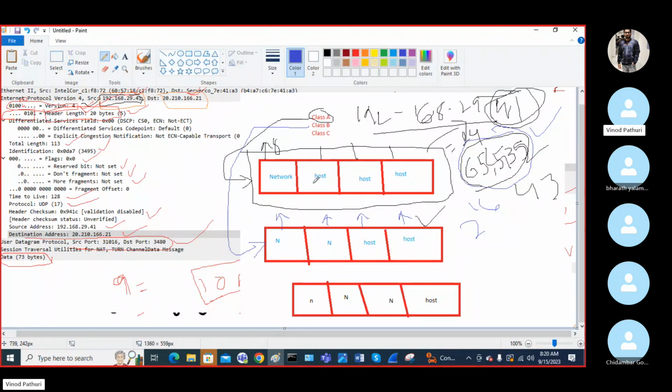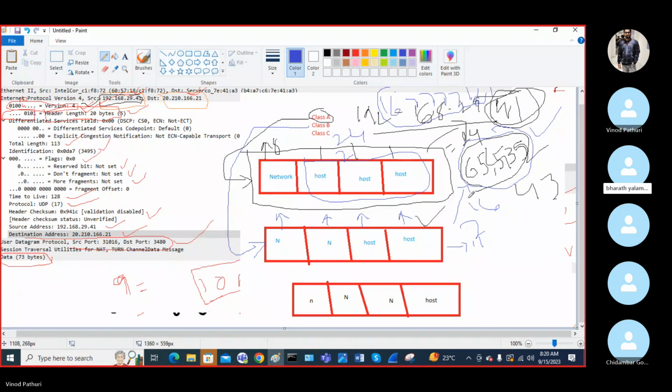Okay, just a mistake. In class A, we have 3 host octets, right? So that means a total of 24 bits as host, so that means 2 power 24. The value is 16,777,216. So this many hosts we can connect in class A. I'm sorry, I mentioned 65,535 earlier; that is for class B, because here we have 8 plus 8, 16 bits only. So what is the value of 2 power 16? It becomes 65,536.